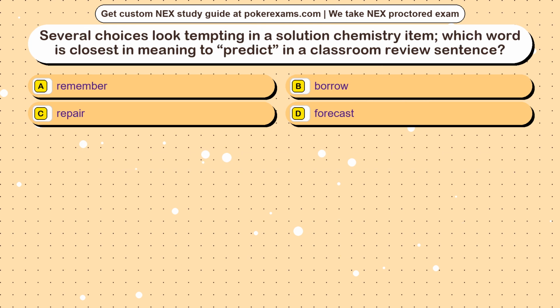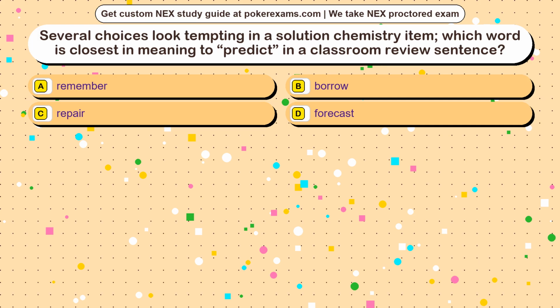Question 12. Several choices look tempting in a solution chemistry item. Which word is closest in meaning to predict in a classroom review sentence? Option A, remember. Option B, borrow. Option C, repair. Option D, forecast.